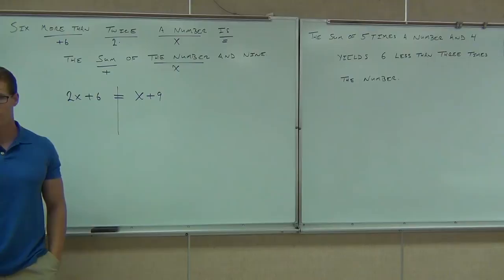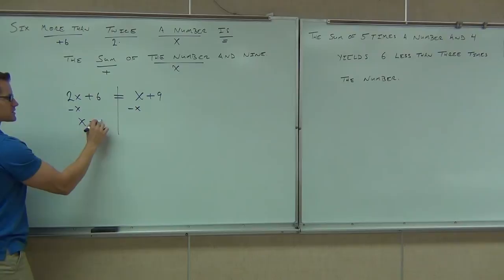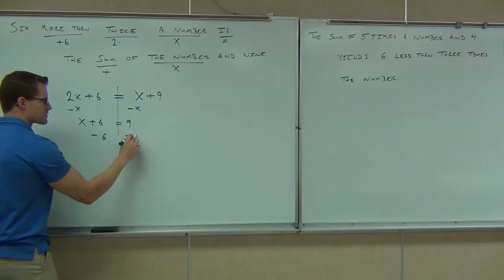Good. What is the lower variable here? 2x. So I'll subtract my x. I've got x plus 6 equals 9. Last step, we're going to get rid of the constant term. We subtract 6 from both sides. X equals 3, and we are done.